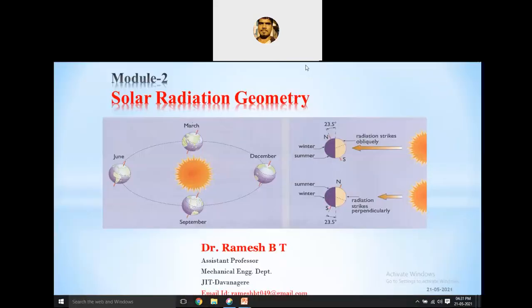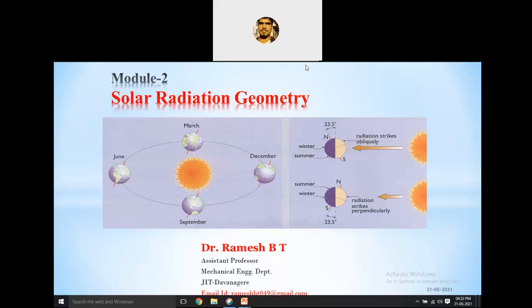We'll move on to the second important module. It's solar radiation geometry. In our previous class, we already discussed a brief introduction about solar radiation geometry. It is very necessary to study the solar radiation geometry.